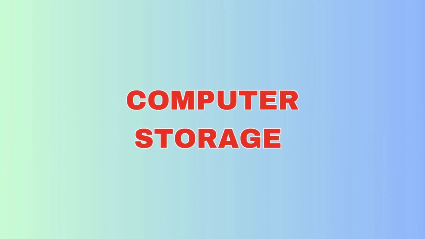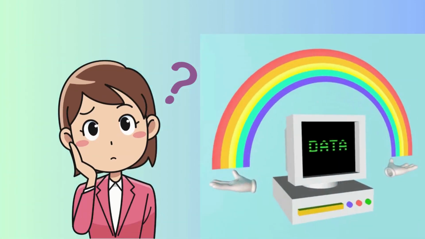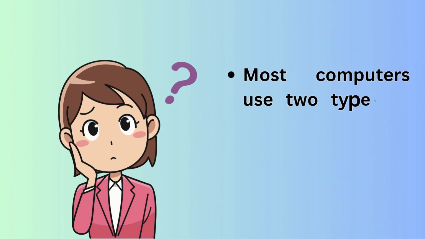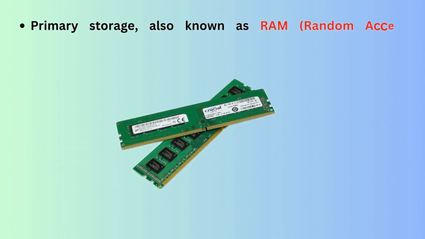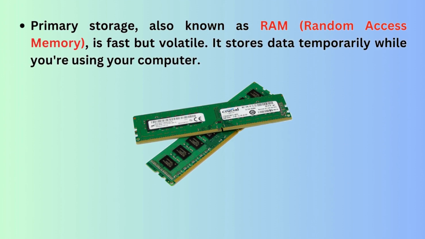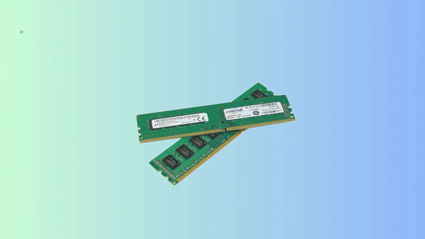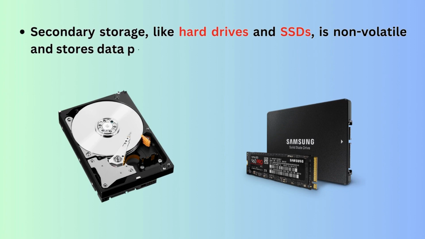Computer storage. Next up, we have computer storage. It's crucial to understand how your computer stores data. Most computers use two types of storage, primary and secondary. Primary storage, also known as RAM, random access memory, is fast but volatile. It stores data temporarily while you are using your computer. Secondary storage, like hard drives and SSDs, is non-volatile and stores data permanently.